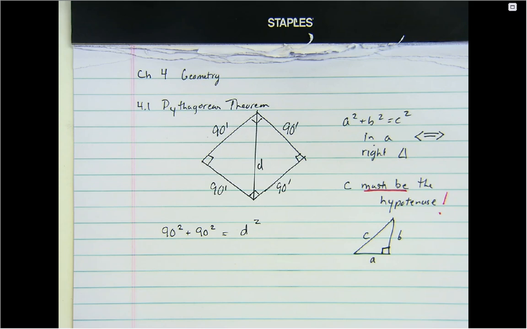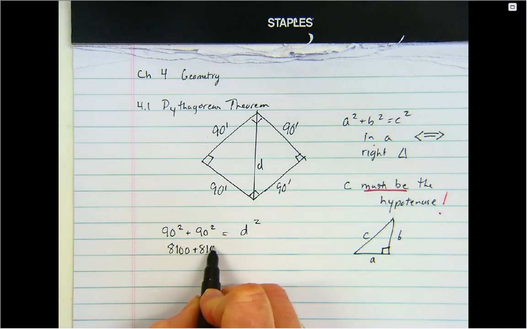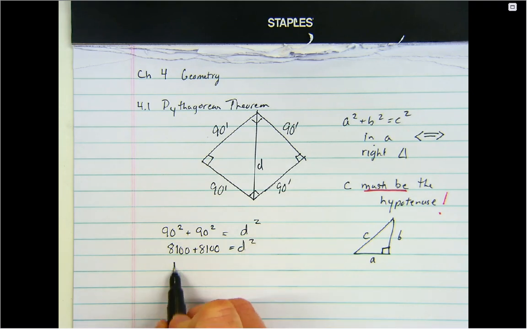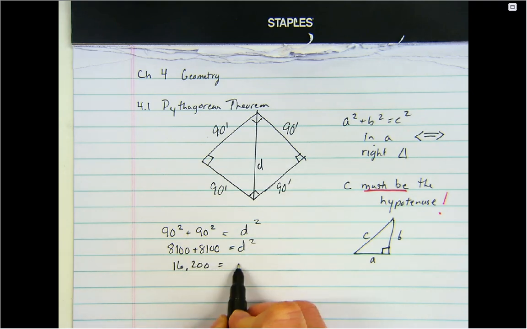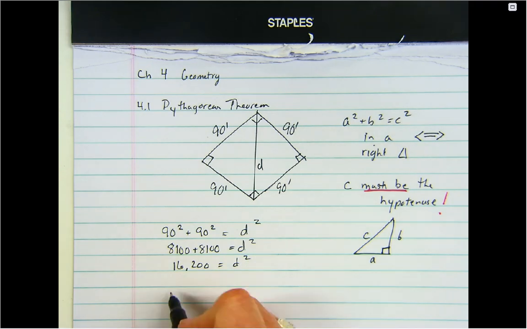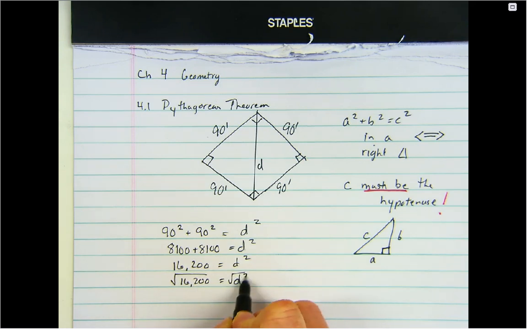And then I'm going to take up my calculator and find 90 squared plus 90 squared. 90 squared is 8,100. So I have 16,200 for 90 squared plus 90 squared. And then we'll go ahead and take the square root of both sides. So remember, whatever you do to one side of the equation, do to the other. So we take the square root of both sides of the equation.